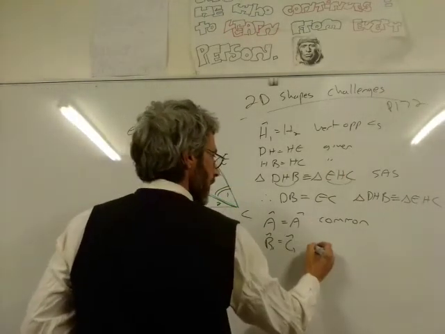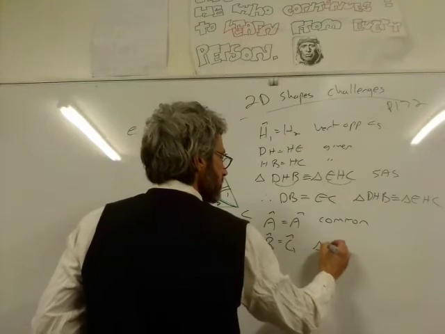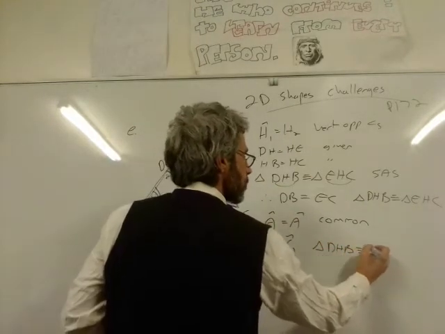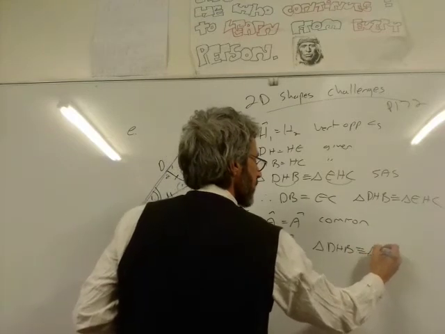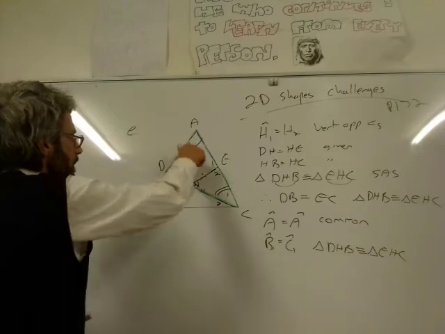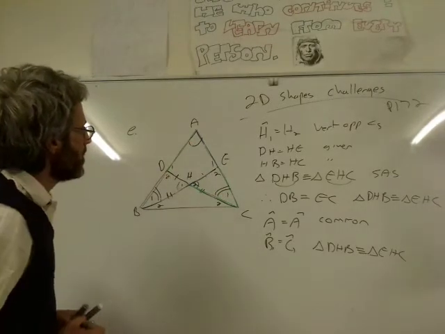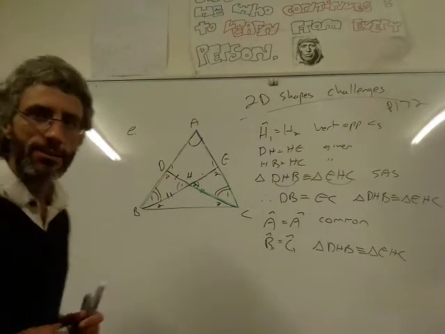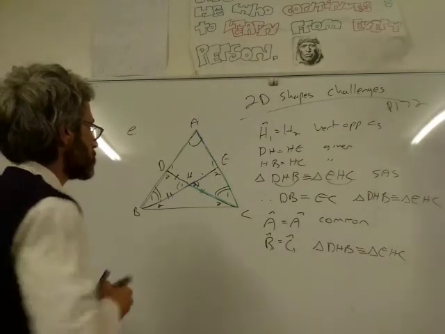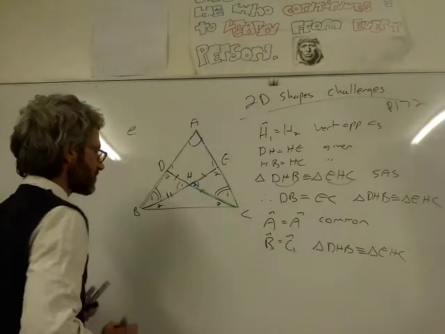So I need to write why, because triangle DHB, I'm just quoting that, is congruent to triangle EHC. Okay, so we've got two angles, 1, 2. Now I don't want another angle. What I would like is another side. Is there a side that is equal to each other? And the answer is yes.